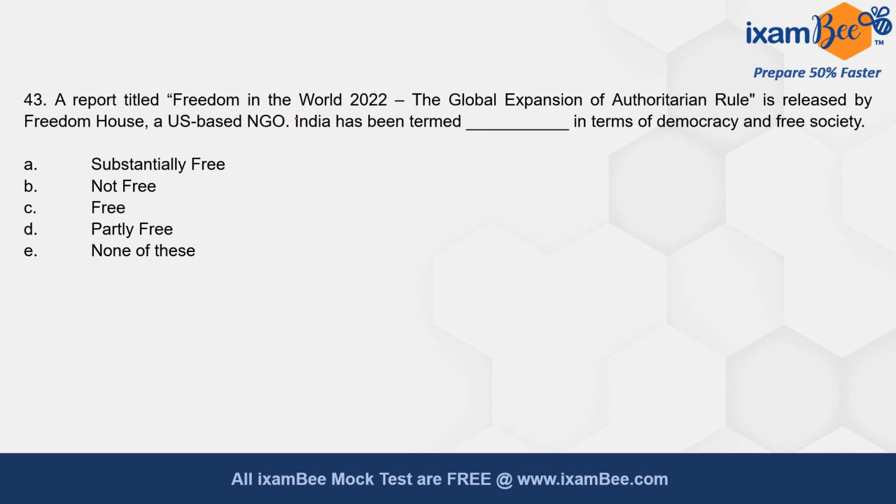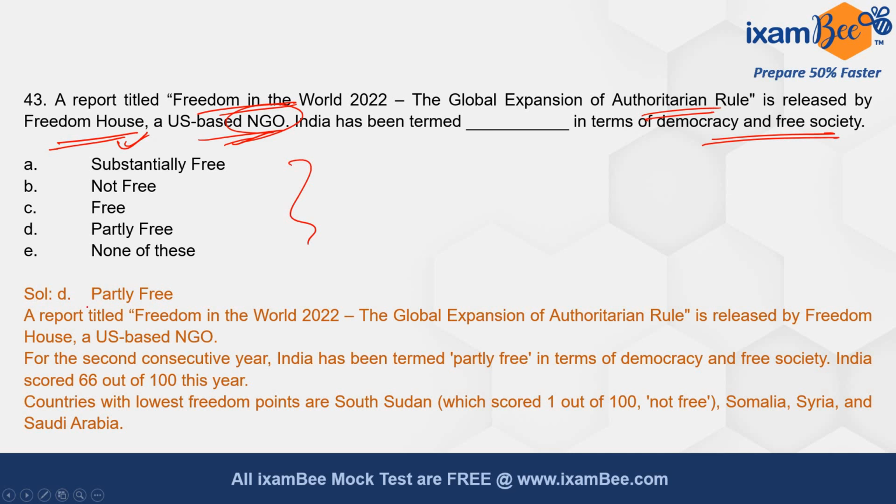A report titled Freedom in the World 2022, the Global Expansion of Authoritarian Rule is released by Freedom House. ये यूएस का एक एनजीओ है. India has been termed what in terms of democracy and free society? This report, Freedom in the World 2022, is released by Freedom House. This is an NGO in US. So India partly free. India has been termed as partly free. Countries with lowest freedom points are South Sudan, Somalia, Syria, and Saudi Arabia. India scored 66 out of 100 this year.